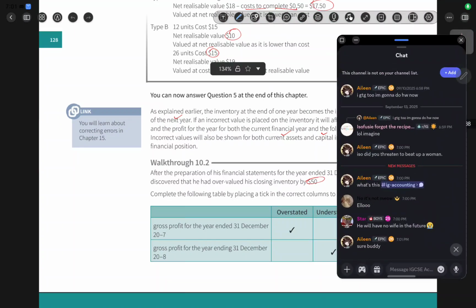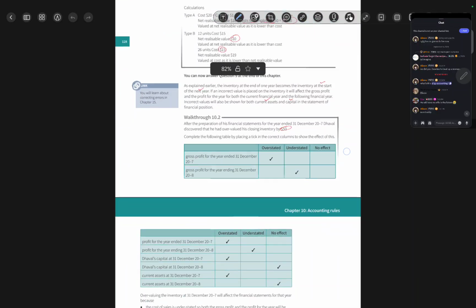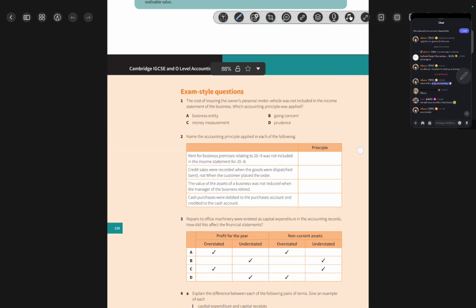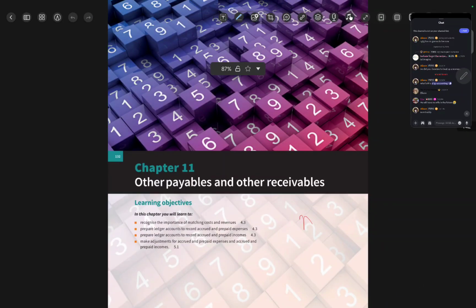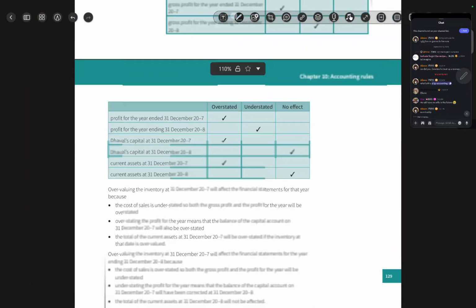What's good, everybody? We are now going to be doing chapter 10, the last two pages, and then we'll start with chapter 11, which is other payables and other receivables, like all your accrued and prepaid, that kind of stuff. This is basically your income and expense accounts, and we'll look into this as well. All right, one second.